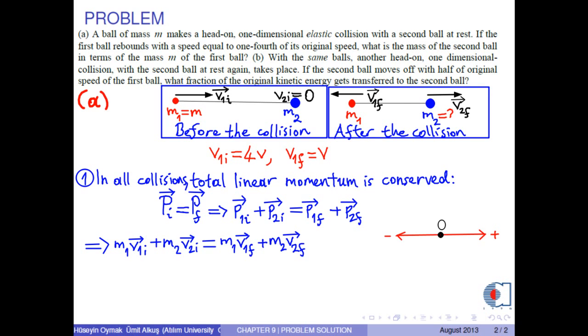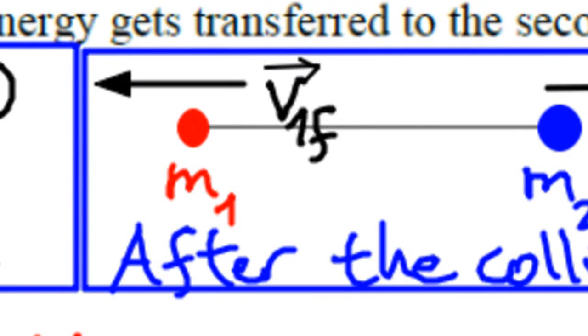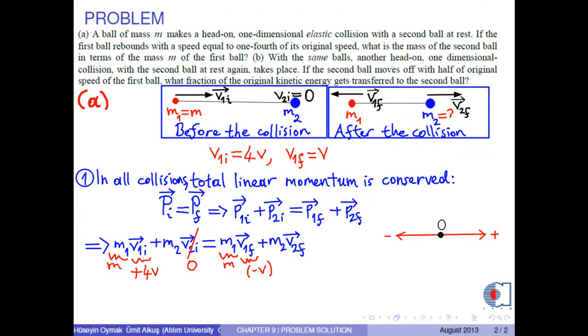Note that this is a one-dimensional collision, therefore we can use positive and negative directions for the vectors. Initial velocity of the first ball becomes positive 4v. Here m1 is given by m. We know that the second ball is at rest initially, so v2i is 0. The final velocity of the first ball is negative v. And because we don't know the value of the final velocity of the second ball, v2f, we write positive v2f since it is to the right.